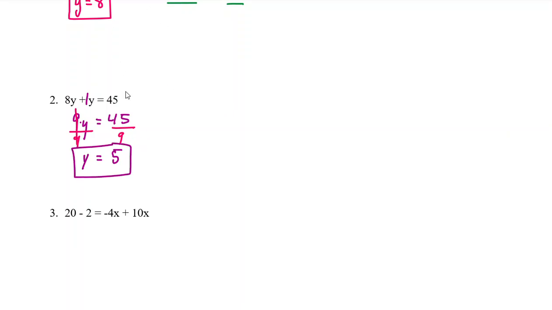Let's go ahead and check it first. Let me go back to the original problem. 8 times y, which I'm saying is 5, plus another y, which is 5, equals 45. Well, 8 times 5 is 40. Plus 5 equals 45. Yeah, that's true. So once we plug our answer back in and we say, yes, it works, it's true, then we can certify our answer and say, yes, this is my final answer, y equals 5.